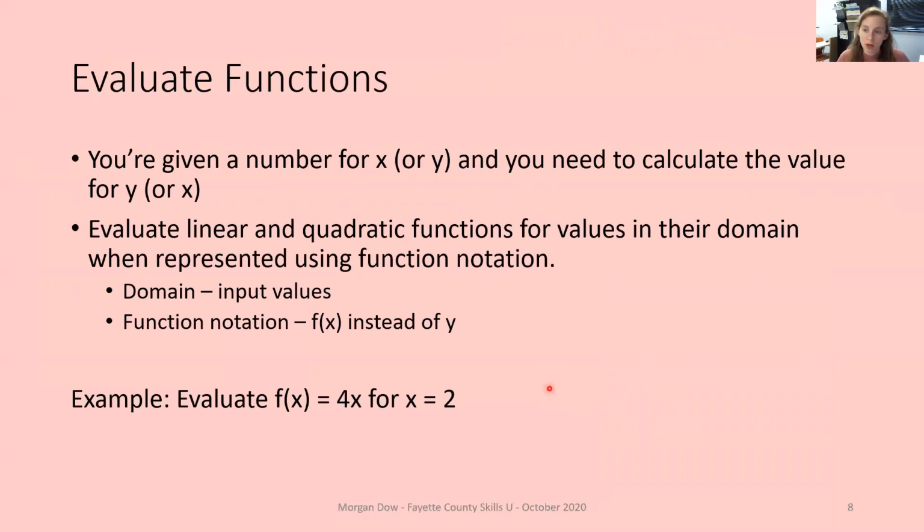Okay, so now that we know what quadratic functions are, we're going to talk about evaluating functions. Whenever you're asked to evaluate something in math, it means they're asking you to find the value. So basically they want you to do a calculation and get an answer. Typically, if you have a problem where you're being asked to evaluate a function, you're going to be given a number for x. So you're going to be told an input value, and you need to calculate the value for y, for the output. So they tell you the input, and then you do your little calculations, and you get the output.